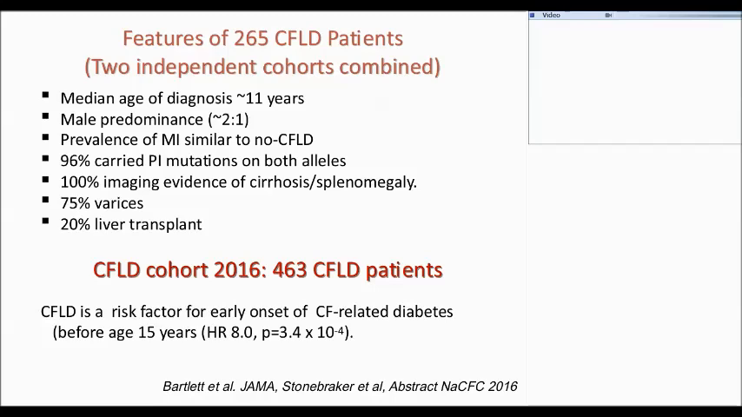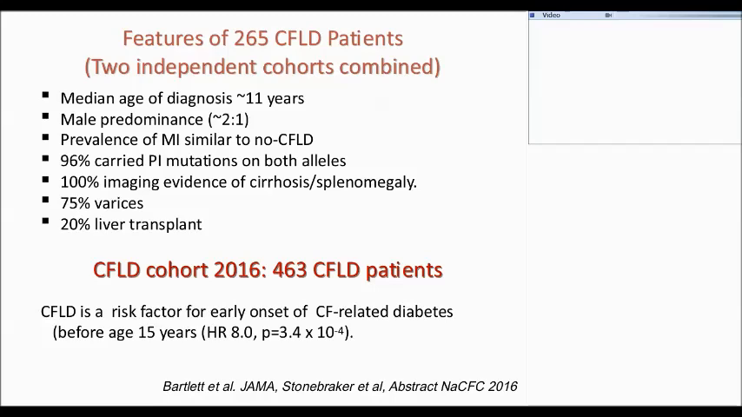So only those who are really on the severe end of the spectrum of CF are at risk of developing CF liver disease. By their own criteria, there was imaging evidence in 100% of having cirrhosis or splenomegaly as a sign of portal hypertension. About 3/4 of those patients actually had esophageal varices, and 20% required a liver transplant.